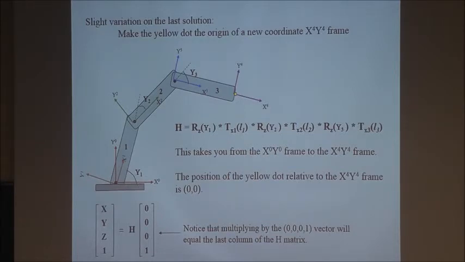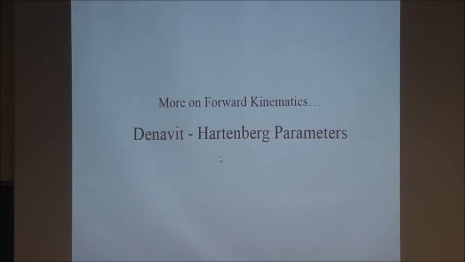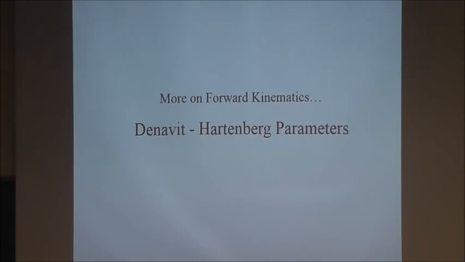We know that. Notice that multiplied by the 0, 0, 1 vector, they equal the last column of the H matrix. x, y, z is 0, 0, 0. So that's the last one. So we want to go next to the Denavit-Hartenberg parameters, and we will do that in the next and last section. Okay? Take another break.